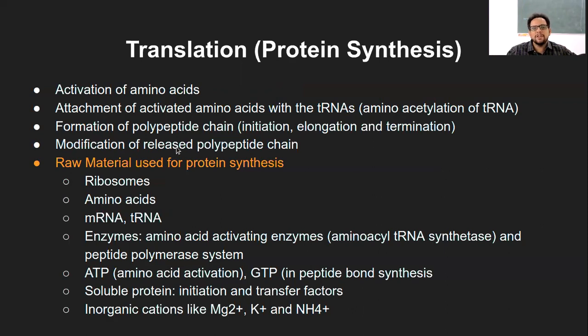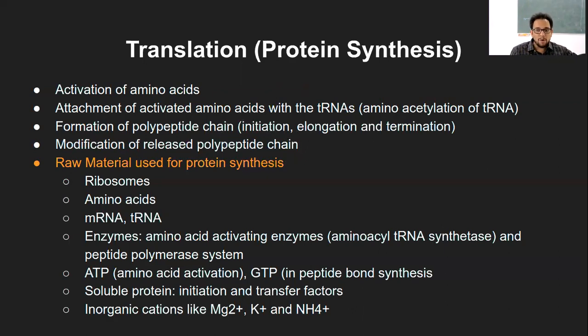And then the modification of the released polypeptide chain. Whatever polypeptide or protein is synthesized is modified in terms of its primary, secondary, and tertiary structure, and that is what is used for the functional aspect of a cell.